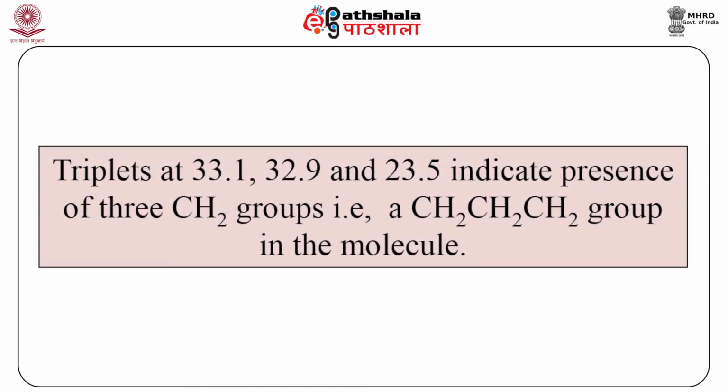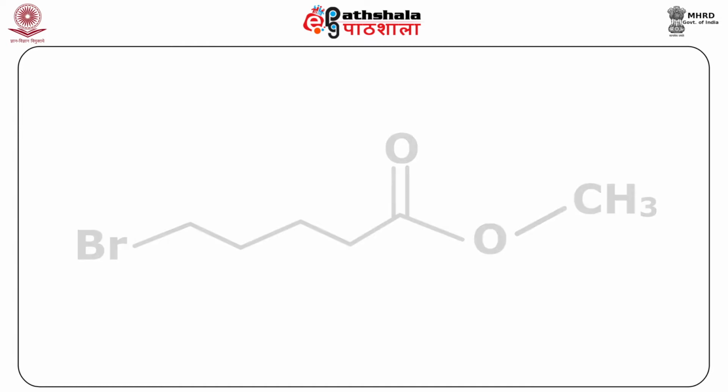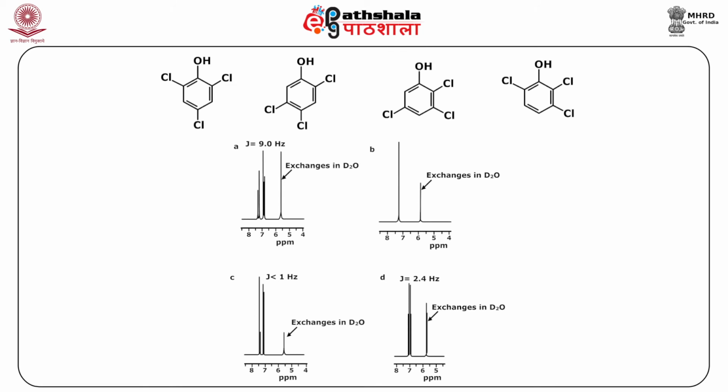Triplets at 33.1, 32.9 and 23.5 indicate the presence of 3 CH2 groups, that is CH2, CH2, CH2 groups in the molecule. So, the final structure of the compound works out to be Br, CH2, CH2, CH2, CH2, C double bond O, OCH3. Now we have to match the compounds with the spectrum of the given values.